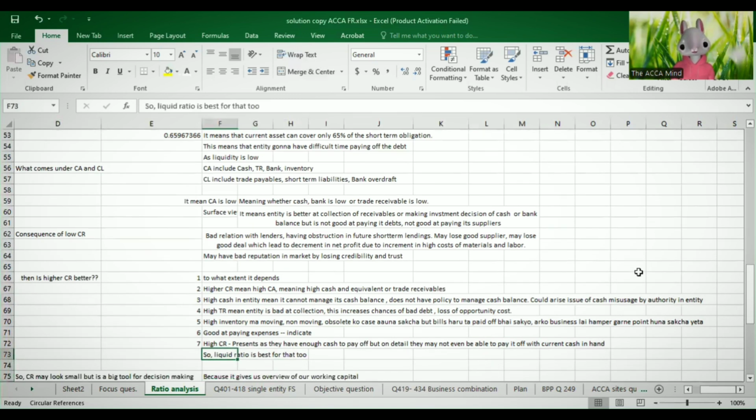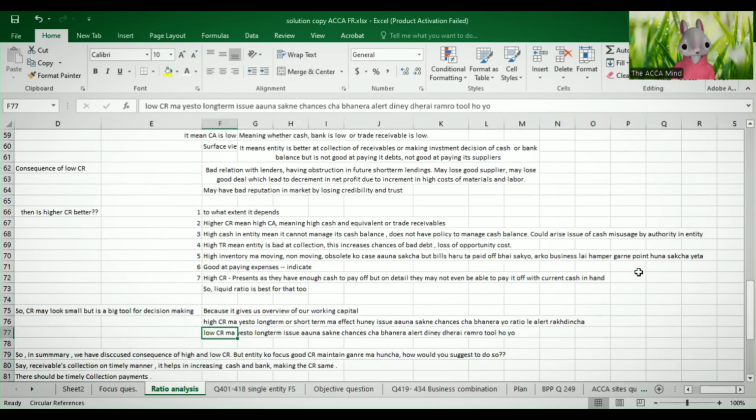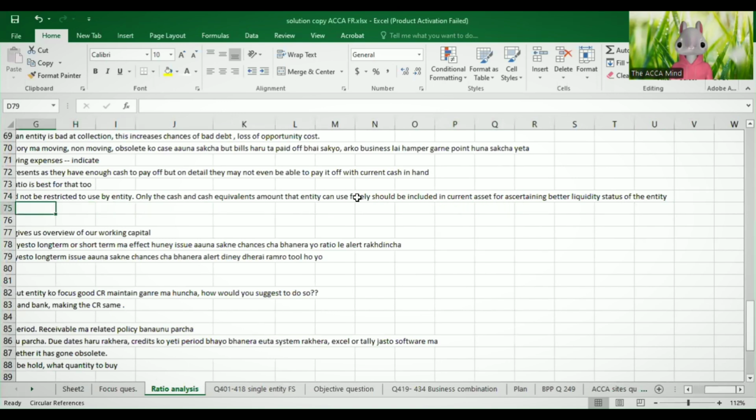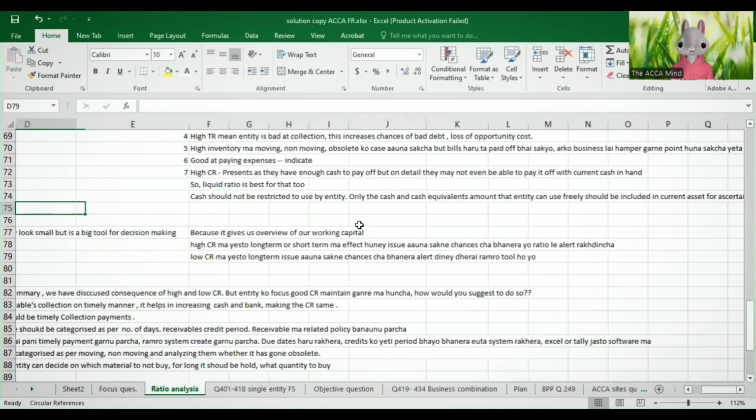In that scenario, the liquid ratio is also the best option to know the status of cash in hand of the entity. And while calculating the current ratio, the cash included in current assets should be cash whose usage is not restricted. If the cash usage of the entity is restricted, then only the cash and cash equivalents that the entity can use freely should be included in current assets for ascertaining a better liquidity status of the entity.